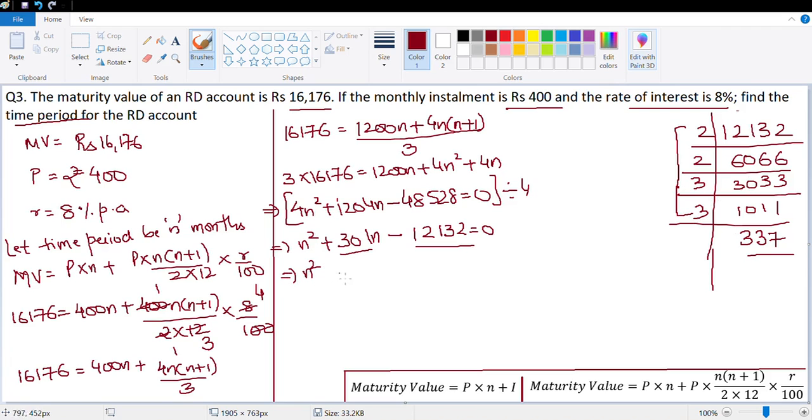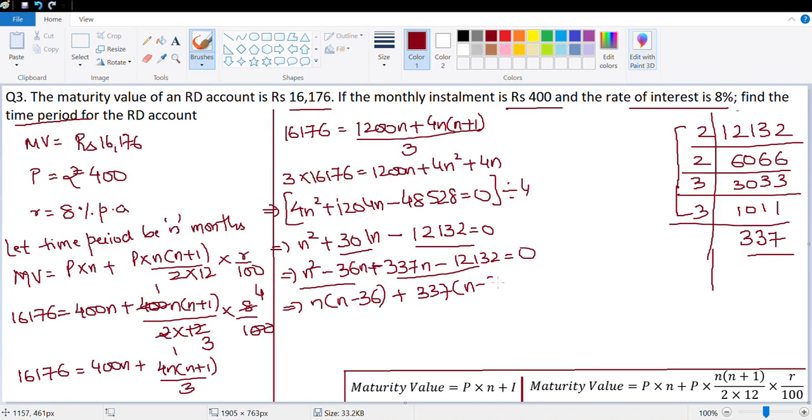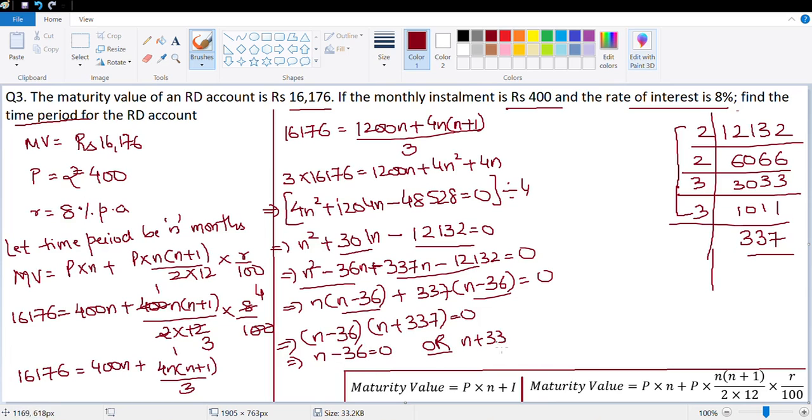This is n square minus 36n plus 337n minus 12,132 is equal to 0. Clubbing it like this, and I get n times n minus 36 plus 337 times n minus 36 is equal to 0. N minus 36 is common in both these terms. So n minus 36 times n plus 337 is equal to 0, which means n minus 36 is equal to 0 or n plus 337 is equal to 0.